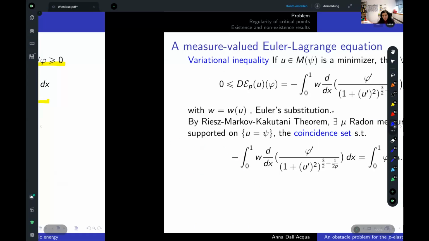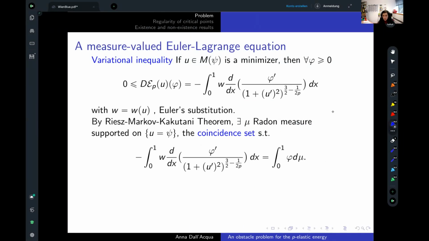In other words, using the Riesz-Markov-Kakutani theorem, we can say that there exists a Radon measure mu that is supported in the so-called coincidence set, so the set where the minimizer coincides with the obstacle, such that this measure valued Euler-Lagrange equation is satisfied. So here appears the measure mu, supported where we touch the obstacle, and that is the Euler-Lagrange equation with which we can work. This will be satisfied by the minimizer.